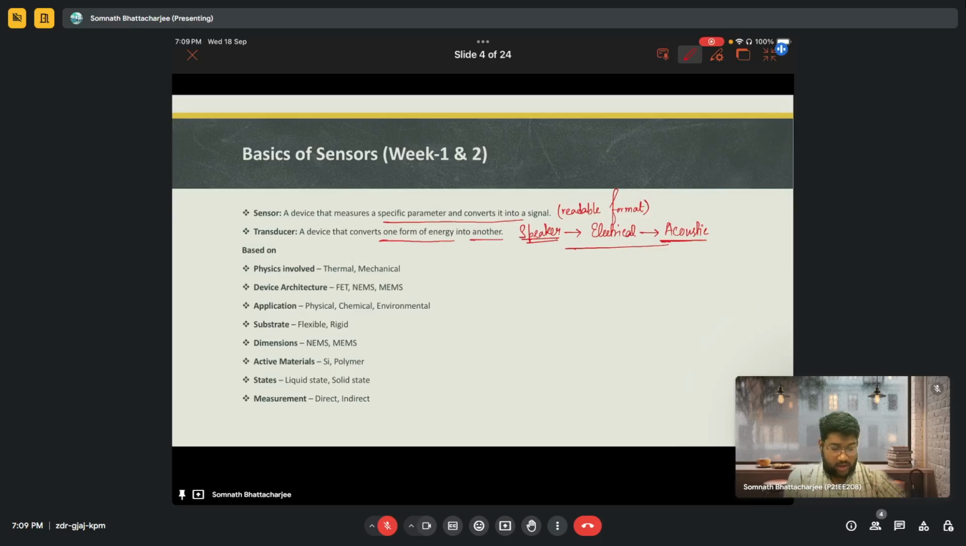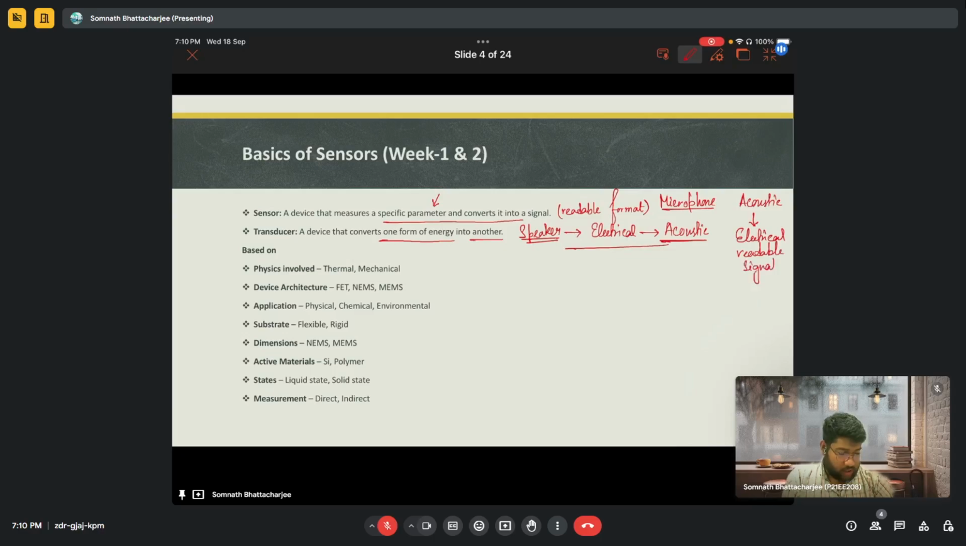Whereas a device which changes a specific parameter and converts it to a signal is, let's say, a microphone. What does a microphone do? A microphone takes an acoustic signal, the specific parameter we are giving, and converts it to a signal in a readable format. It converts it into an electrical readable signal.